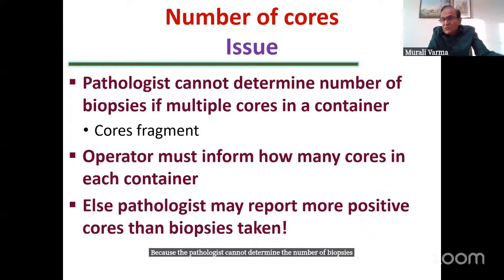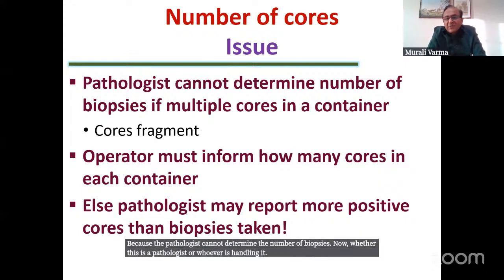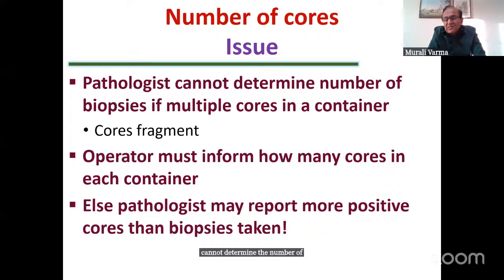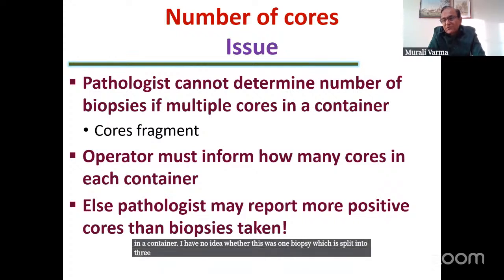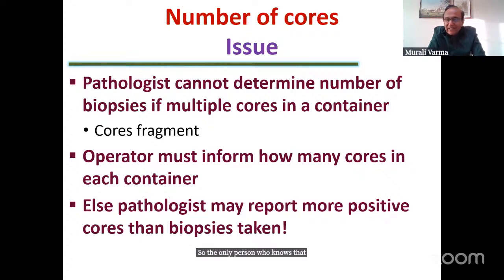The pathologist, or whoever is handling it, cannot determine the number of biopsies if multiple cores are submitted in a container, because cores fragment. So if I've got 3 core fragment pieces in a container, I have no idea whether this was one biopsy which is split into 3, or they have actually taken 3 biopsies. So the only person who knows how many biopsies were taken is the operator. So the operator has to tell us how many biopsies they have put into each container. Otherwise, you could end up reporting more cores positive than were taken.